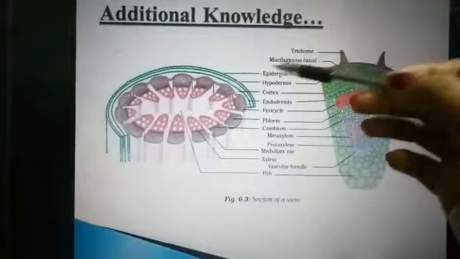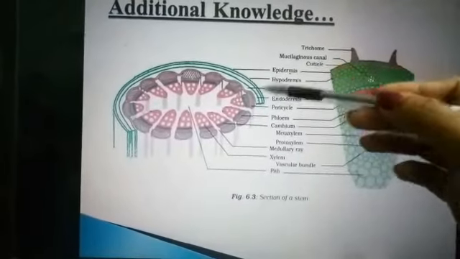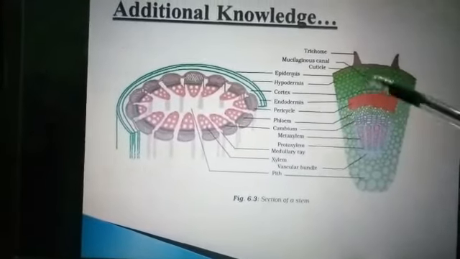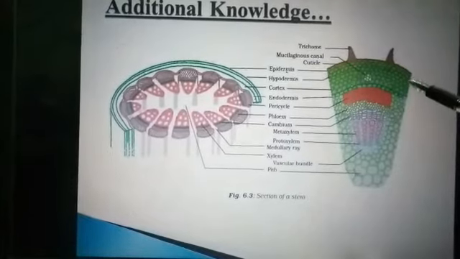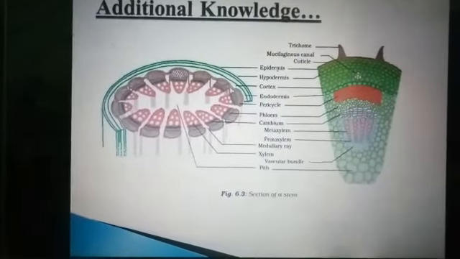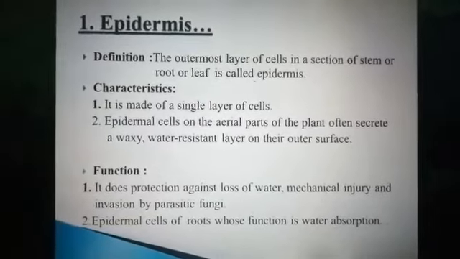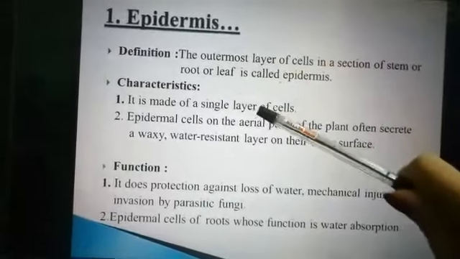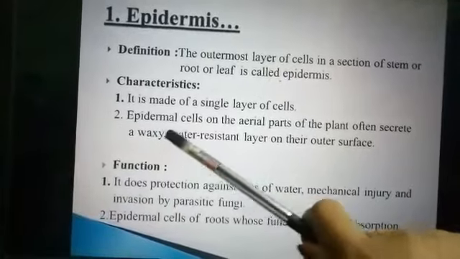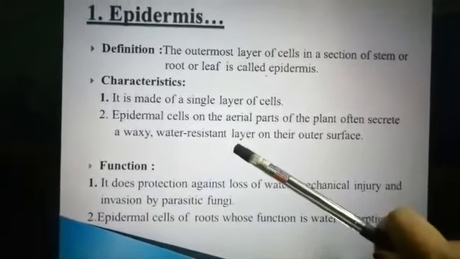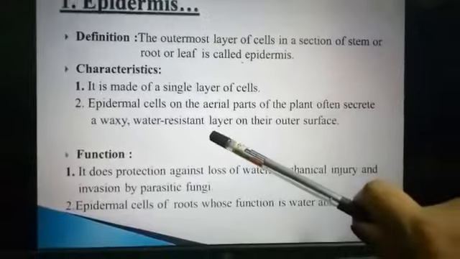Then again, additional knowledge, we are gathering some more information from the same topic about 3 terms. One of them is epidermis. Just look here. The outermost layer is known as epidermis. It is present in a single layer, right? Then the other term is cork, and there are stomata also. So epidermis is the outermost layer, a single layer, and sometimes there is a waxy coating over it, in order to reduce water loss.